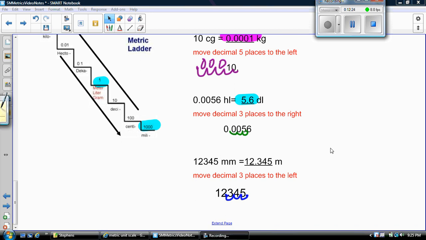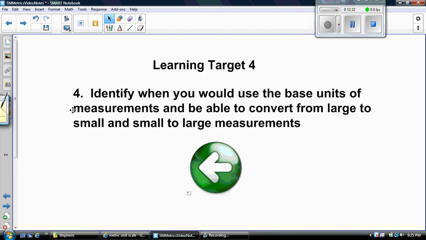So that's how you convert in metrics, and you're going to get some practice with that. Okay, so hopefully after today, we have an understanding of what the base units that are used to measure in the metric system are, and we can practice with converting large to small and small to large metric measurements.